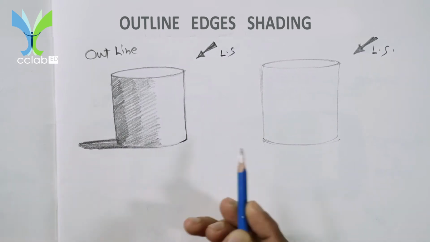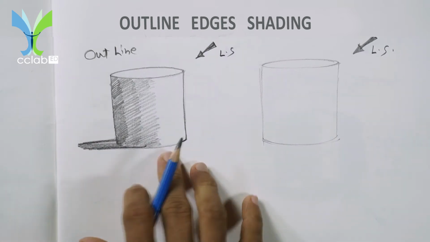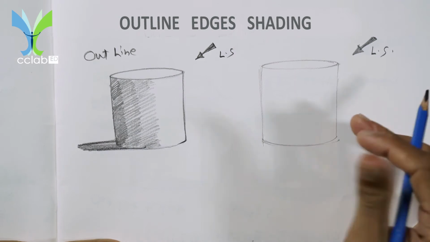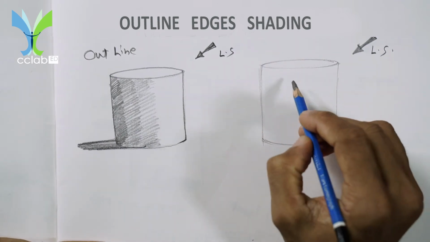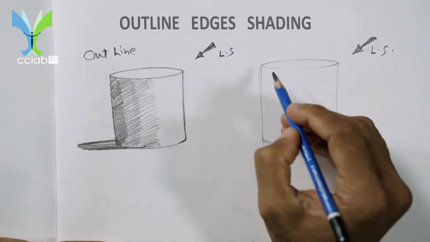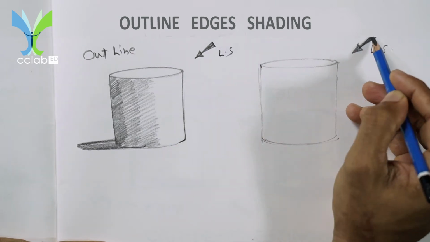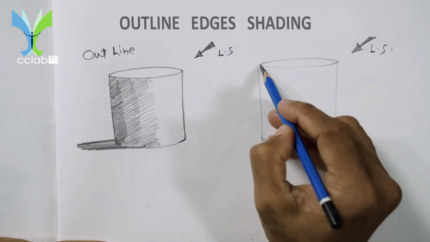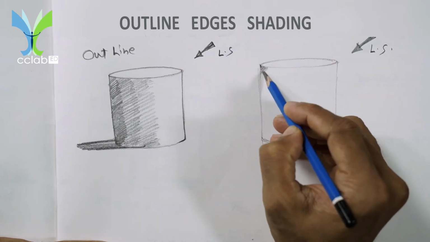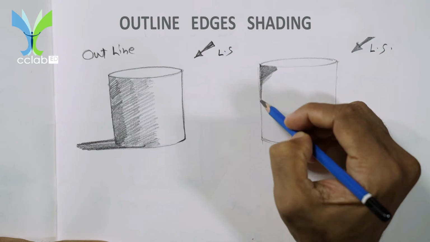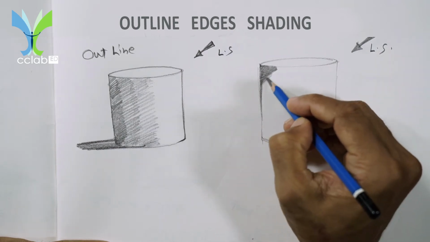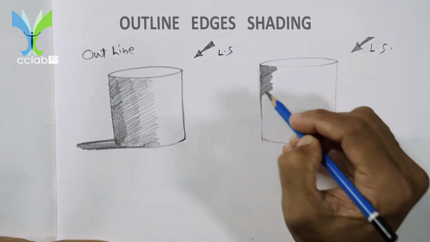Next I am shading the second cylinder. The light is coming from the top right corner, so I shade it like the first cylinder. But the difference in this shading is that I am covering the outline also in the shading. That's why the left outline of the cylinder is disappearing. Naturally, that outline is not visible like in the first cylinder.